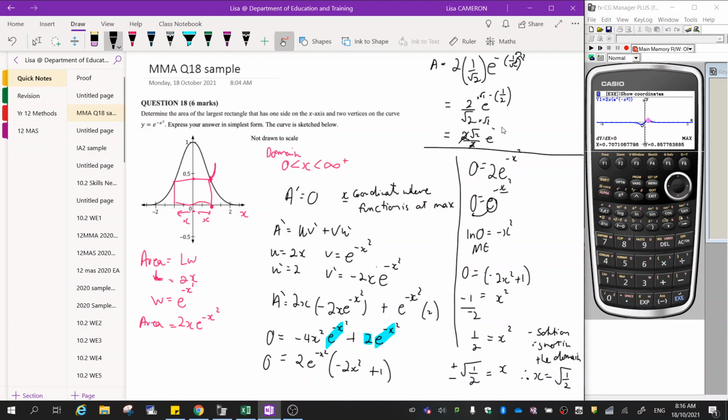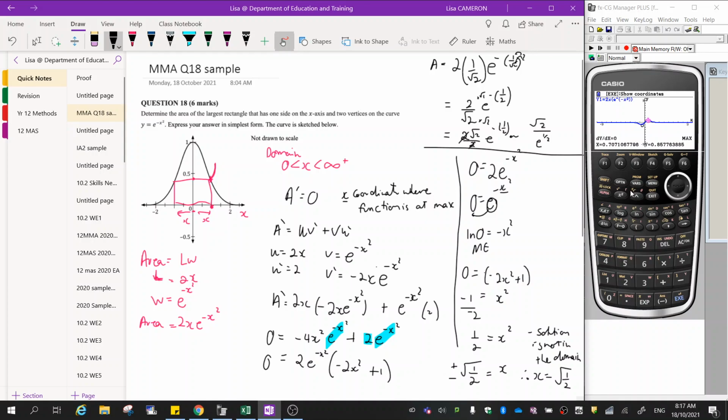e to the power of negative a half, or I could say that it becomes root 2 over e to the power of a half. No, I'm just going to express that as e to the power of a half. And then that'll be my final answer.